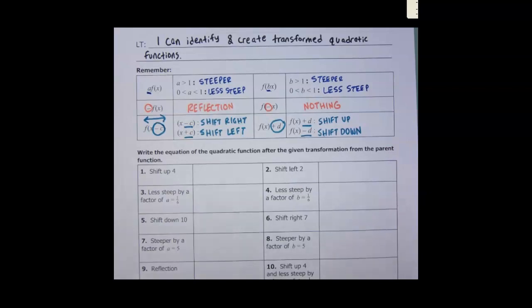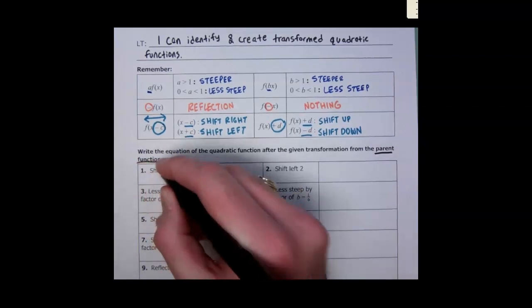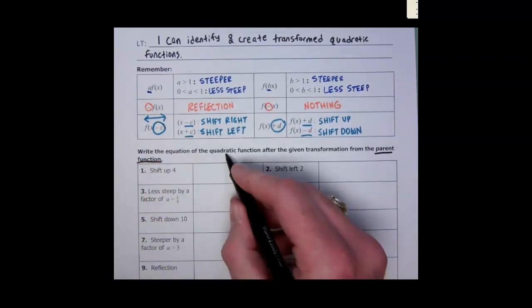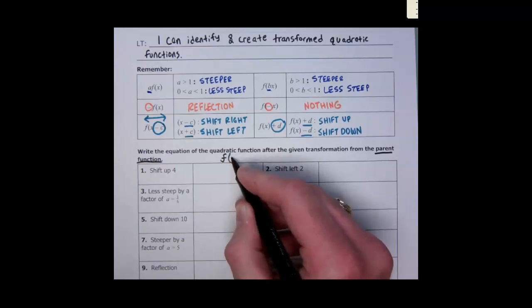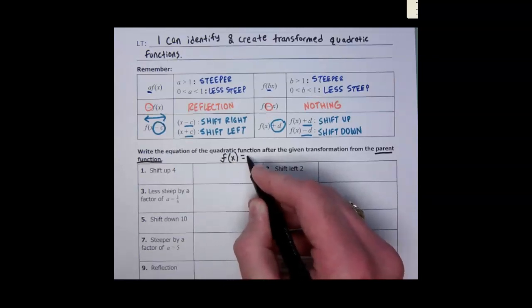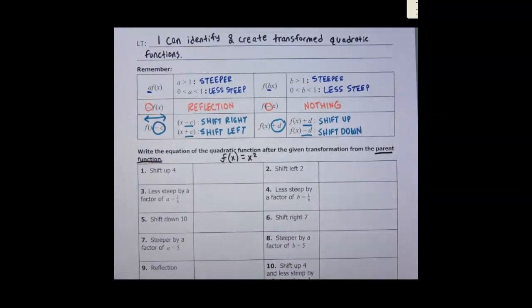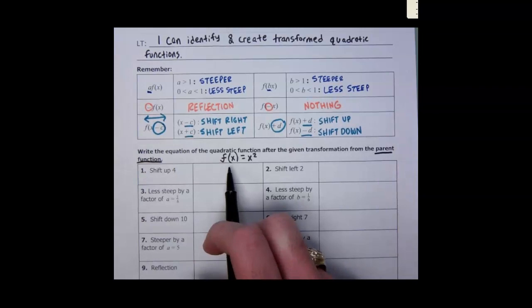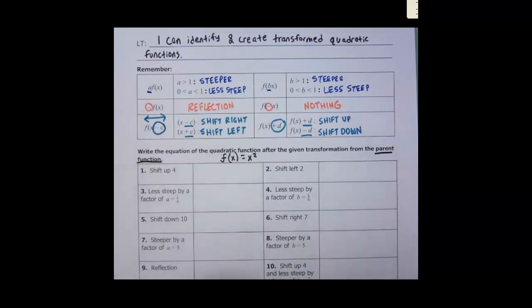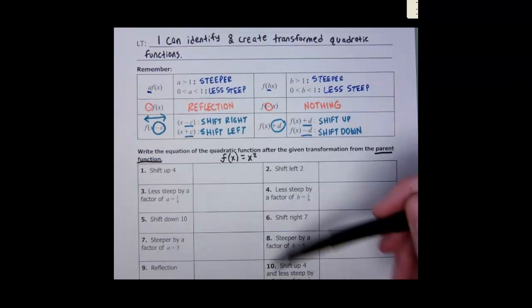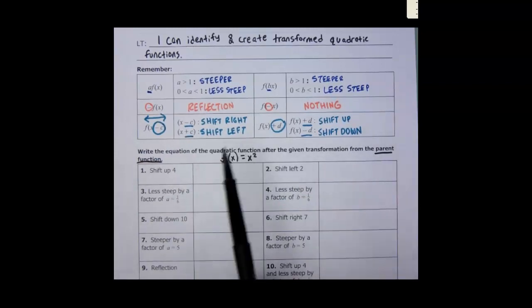Now, let's take a look at a few examples. It says, write the equation of the quadratic function after the given transformation from the parent function. As a reminder, your parent function looks like this: f of x equals x squared. Your parent function for quadratics, the function that everything else is based off of, the most basic function, is f of x equals x squared. So we're going to write all of these based on the idea that that's our basic function.